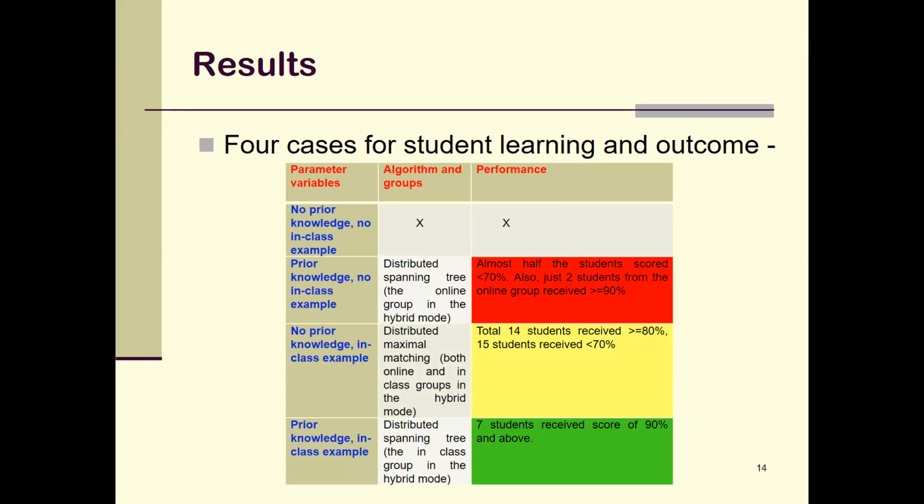So here is kind of like to see everything in a nutshell. We find 4 different scenarios, right? Because we are talking about prior knowledge and in-class example. So we can have 4 combinations. Obviously, we are not interested in the first one, because this is the category no prior knowledge, no in-class example.